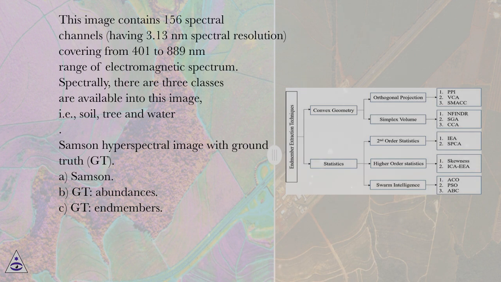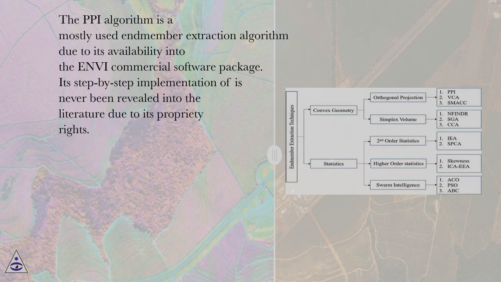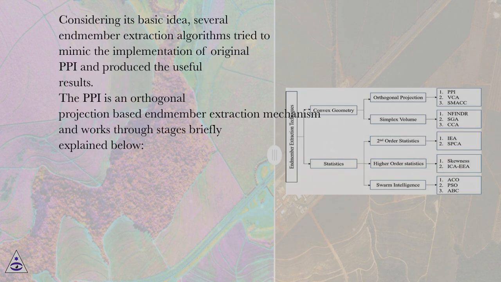A. Samson. B. GT, abundances. C. GT, endmembers. The PPI algorithm is a mostly used endmember extraction algorithm due to its availability in the ENVI commercial software package. Its step-by-step implementation has never been revealed in the literature due to its proprietary rights. Considering its basic idea, several endmember extraction algorithms tried to mimic the implementation of the original PPI and produced useful results. The PPI is an orthogonal projection-based endmember extraction mechanism and works through stages briefly explained below.